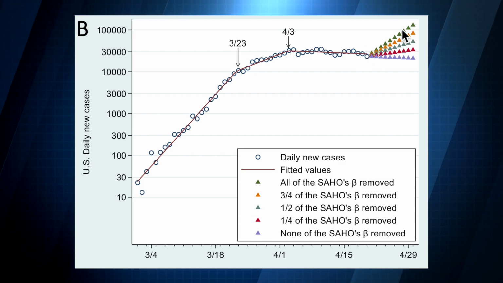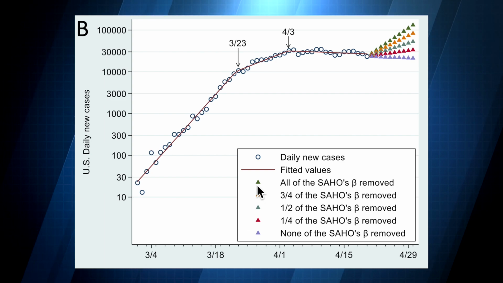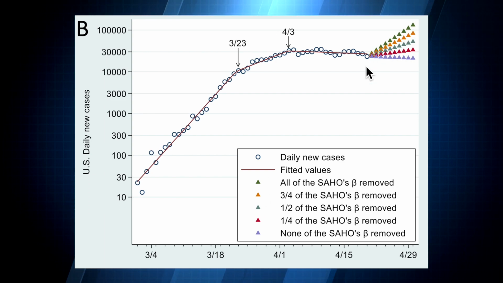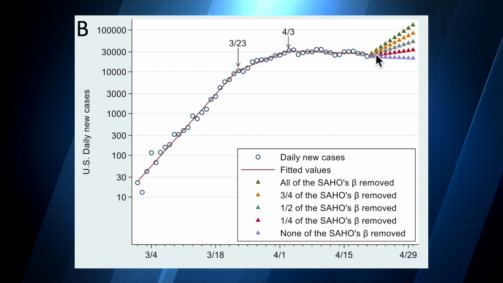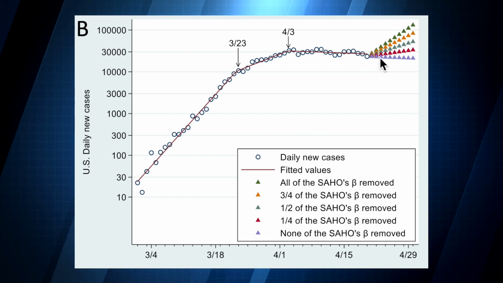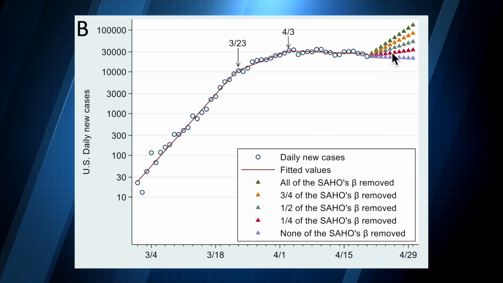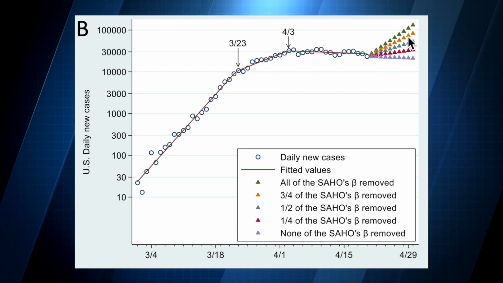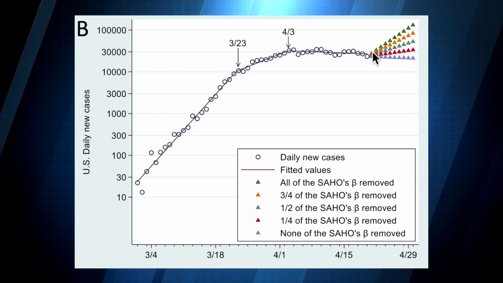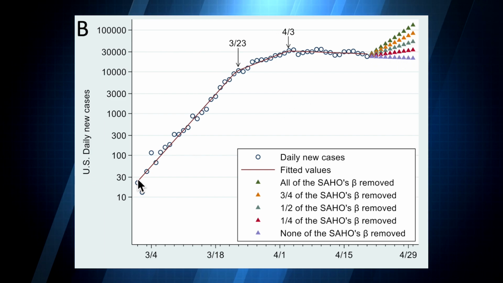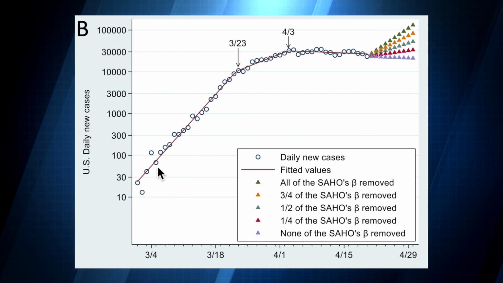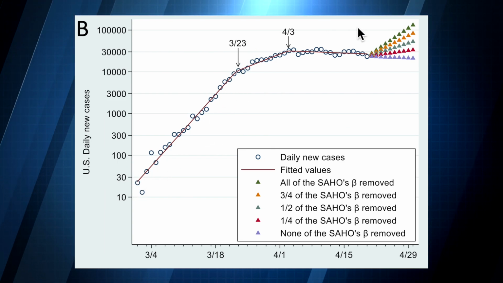What these are, you can see down here in the table. The green, that's if we just remove all stay-at-home orders. Three-quarters of stay-at-home orders removed. Goes up. Half, quarter. So it's going to increase. Any stay-at-home orders removed, it's going to increase. And just like what we had before, how this was becoming more and more steep, these are going to do the same thing.